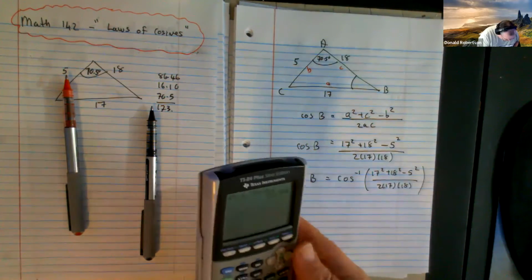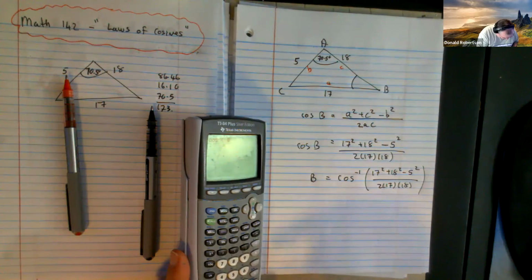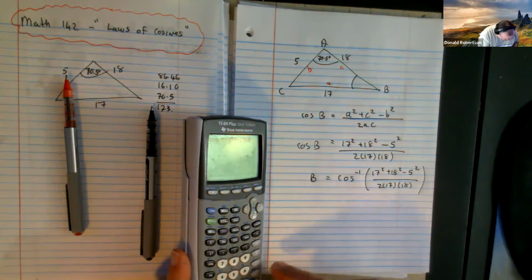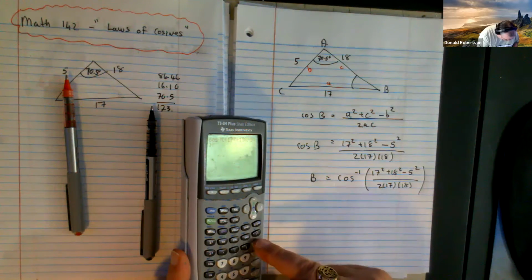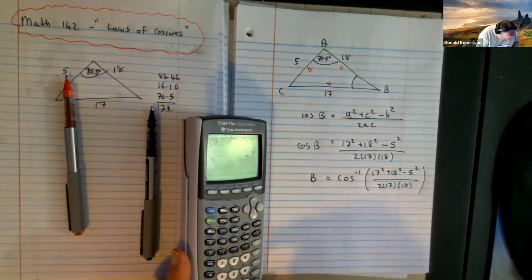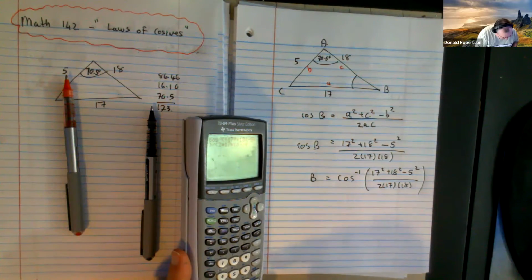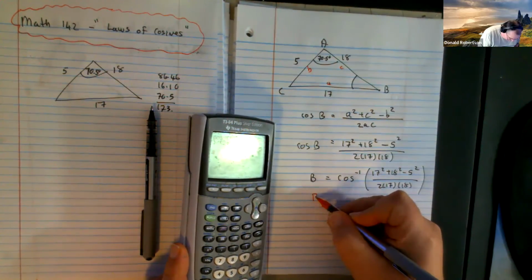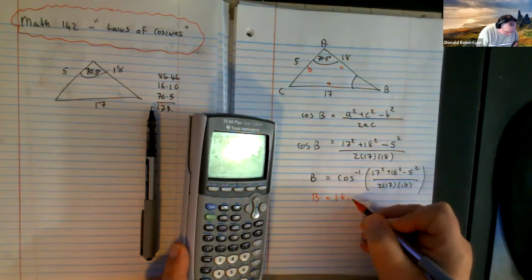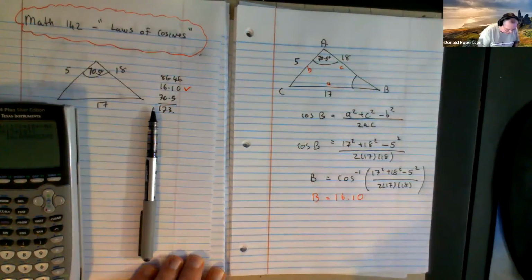Here we go. Brackets are important. So if you don't put brackets in, weird things happen. So I'm going to do another bracket. 17 squared, add 18 squared, take away 5 squared. Close the brackets. Divided by, start a new bracket, 2 times 17 times 18, and close that bracket, and then close the last bracket. And I am looking at 16.098, and that's exactly what you said, because you told me it was 16.10. Agreed? So check. Yeah. And we already are assuming that that's correct.